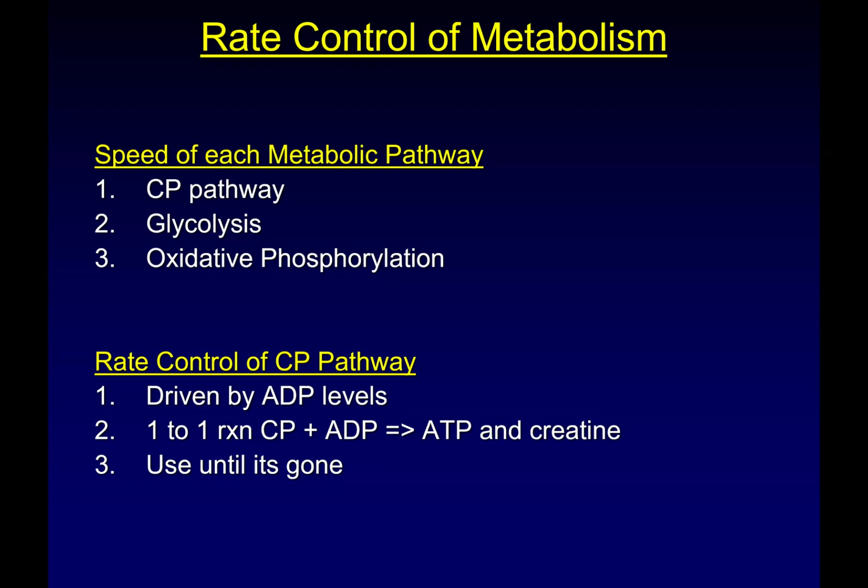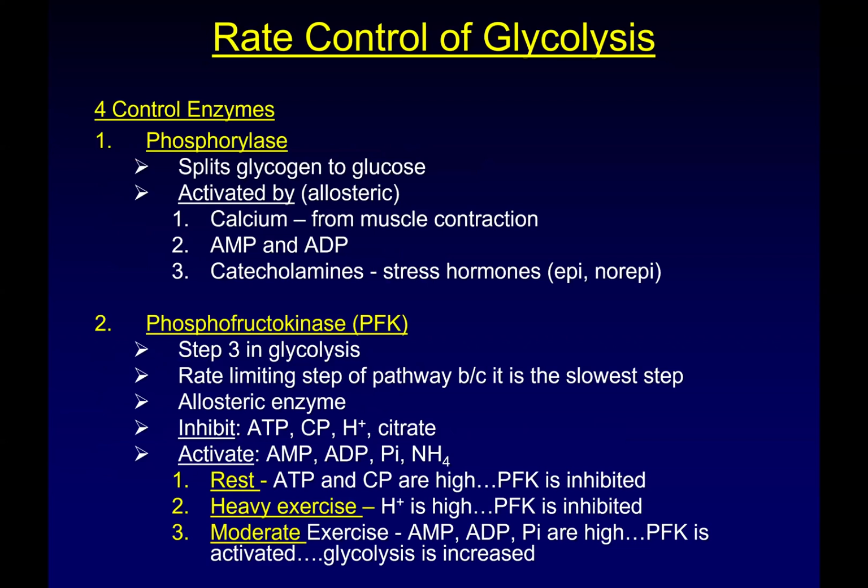Okay. This one is the simplest, it's the fastest. So when ADP begins to go up, we immediately start using it. We tend to then use creatine phosphate until it's gone. Use it up, it's gone. And when you stop exercise and you take a break, it will begin to replenish itself.